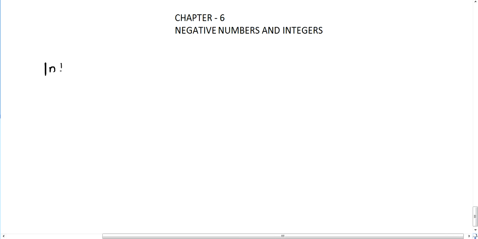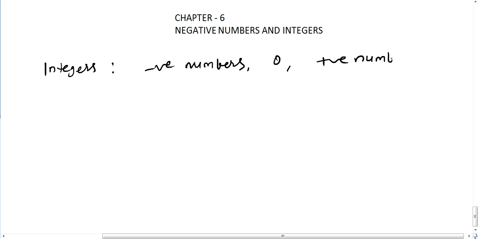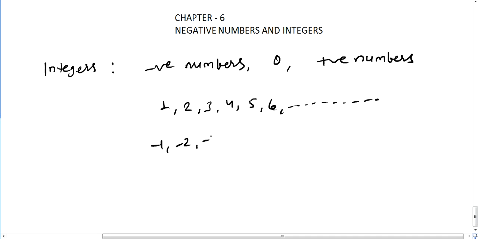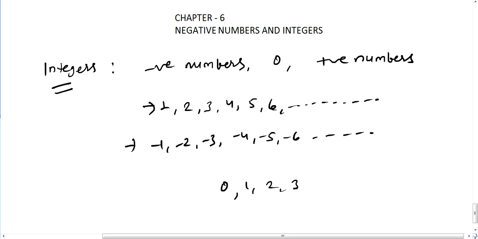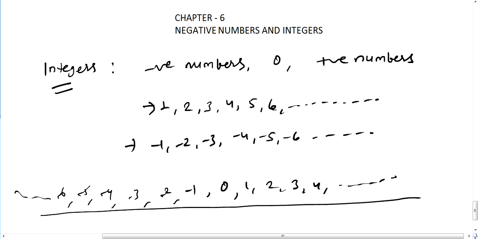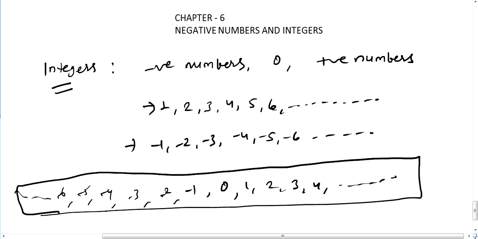Now next is integers. So integers are a combination of negative numbers, 0 and positive numbers. As you know, natural numbers are starting from 1, 2, 3, 4, 5, 6, 7, 8, 9, 10 and so on. So if we are having minus 1, minus 2, minus 3, minus 4, minus 5, minus 6 and so on, the combination of positive numbers, 0 and negative numbers is known as integers. Means in integers you will have 0, 1, 2, 3, 4 and so on, and on the left side -1, -2, -3, -4, -5, -6 and so on. So integers are a combination of negative numbers, 0 and positive numbers.